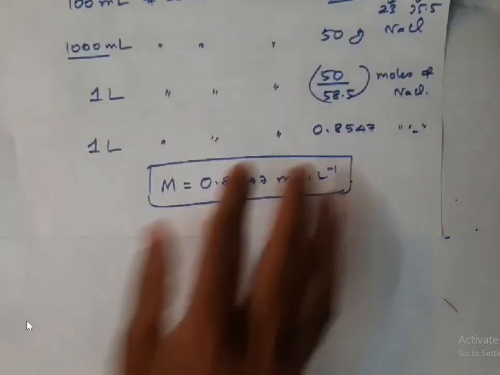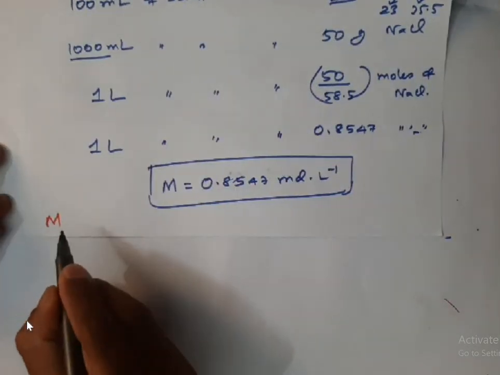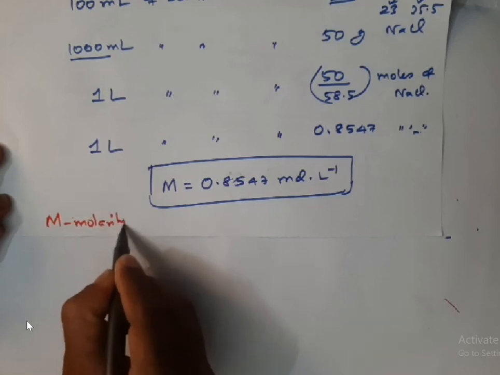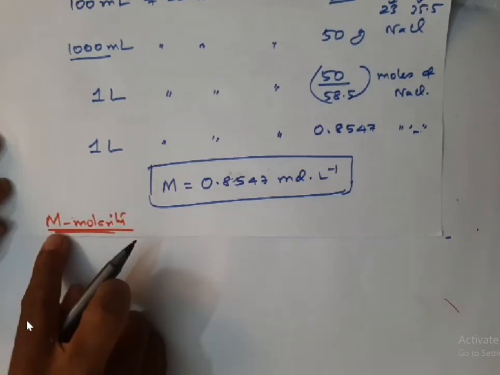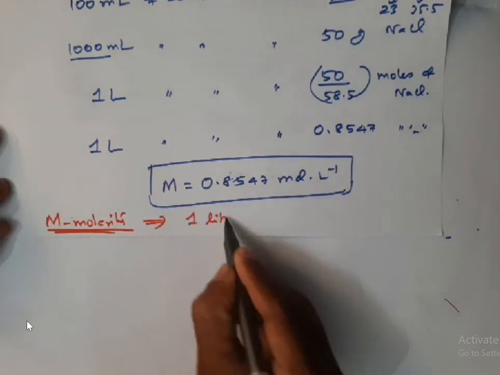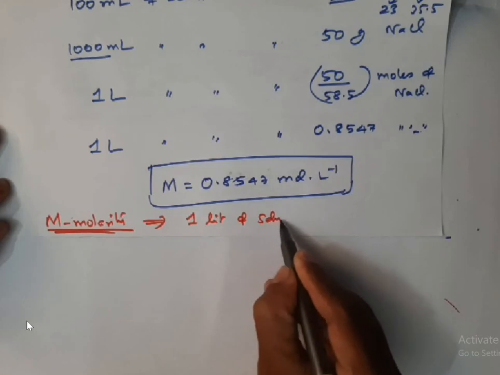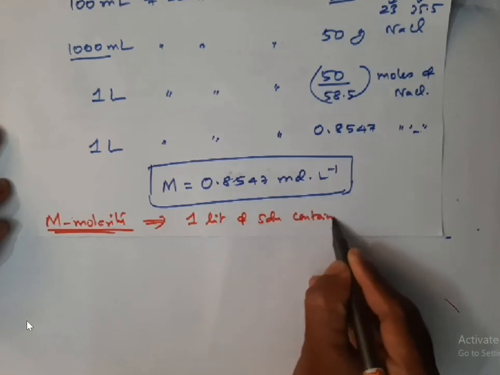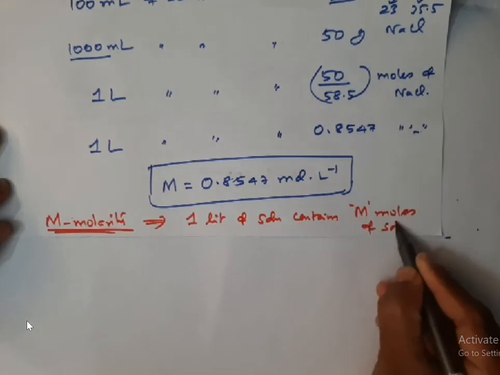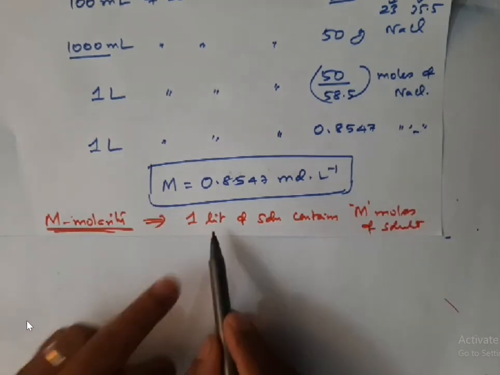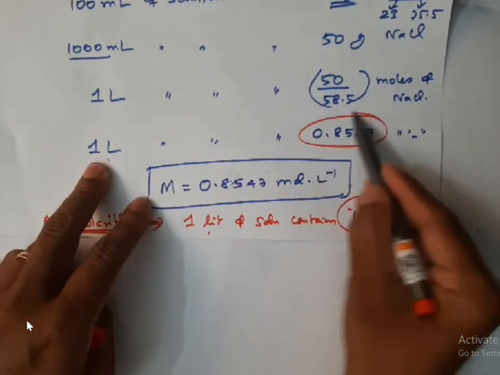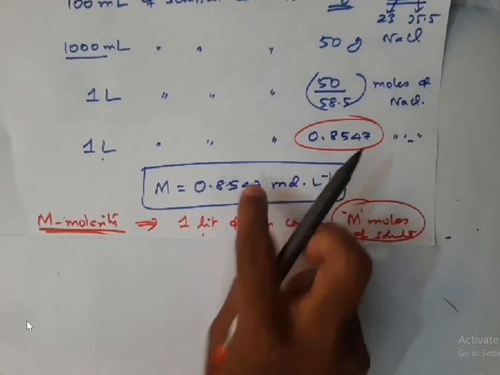See what I am trying to say. If I say I have a solution of M molarity, students observe this carefully. Suppose I have a solution of M molarity. What is meant by that? It means 1 liter of solution contains M moles of solute. Simple. So 1 liter contains M moles of solute. So this is nothing but molarity.